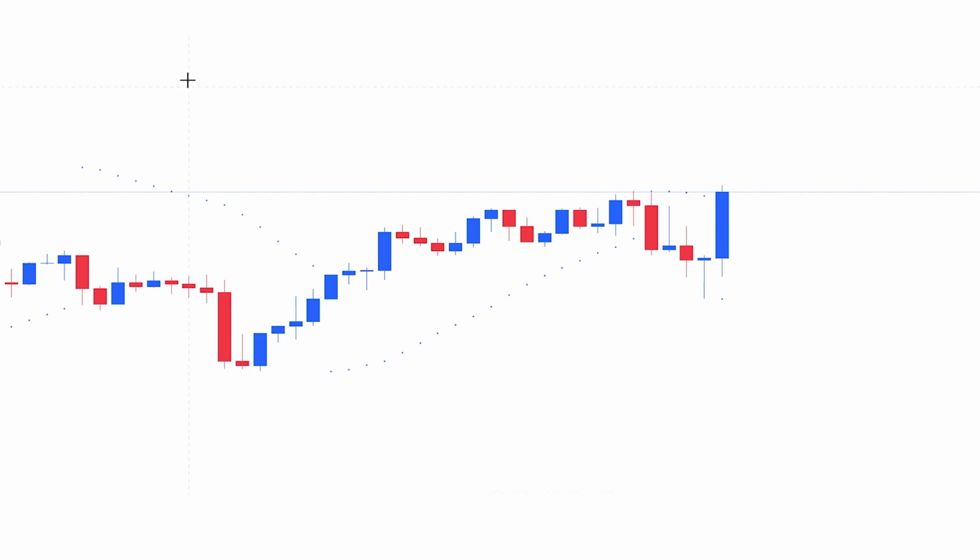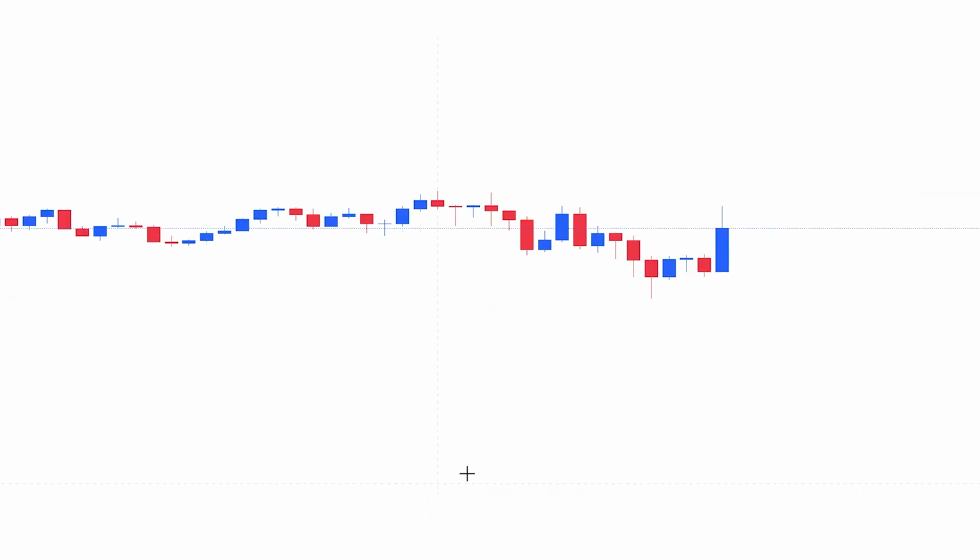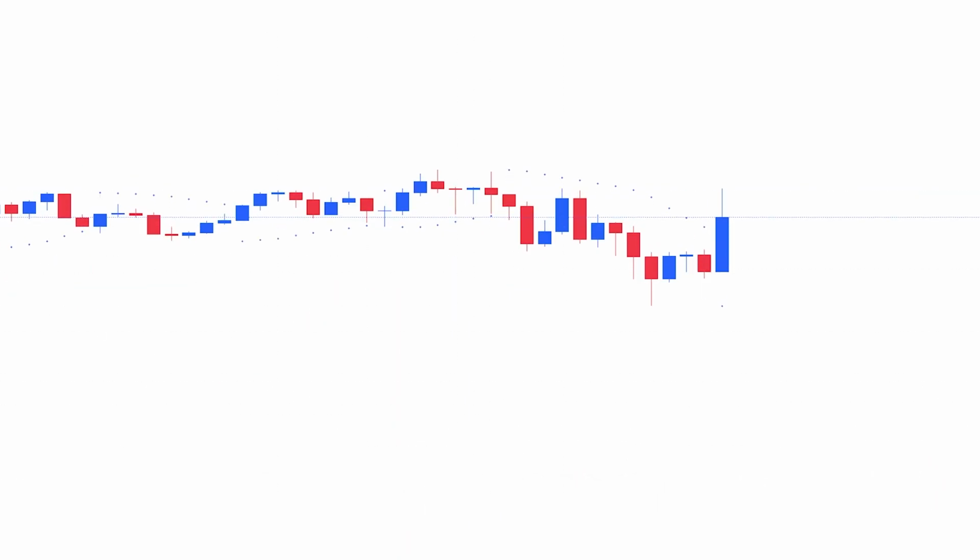So what we would do is come back to the 5-minute time frame and see what's happening. And as you can see, the 5-minute time frame has been following this nice little downtrend over here. And what's important, look at this parabolic SAR indicator over here.